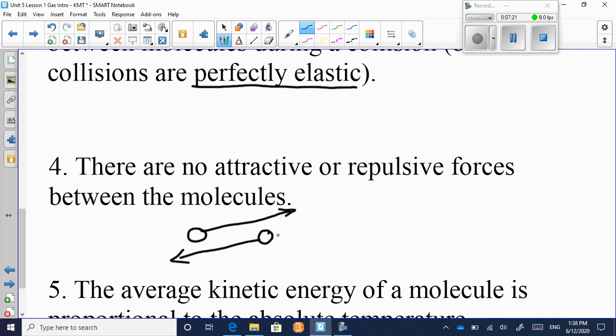Obviously, we know that if you were dealing with something like the Earth and the Moon, there is an attractive force between those. Or if we were dealing with an electron and a proton, there are forces between them. But between gas molecules, there are no attractive or repulsive forces.